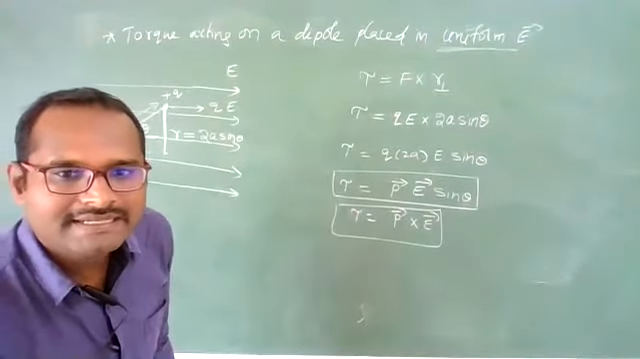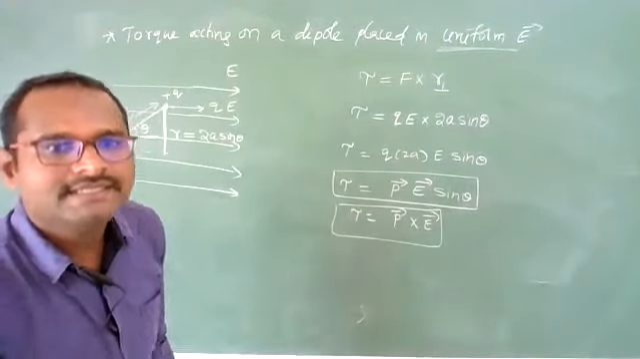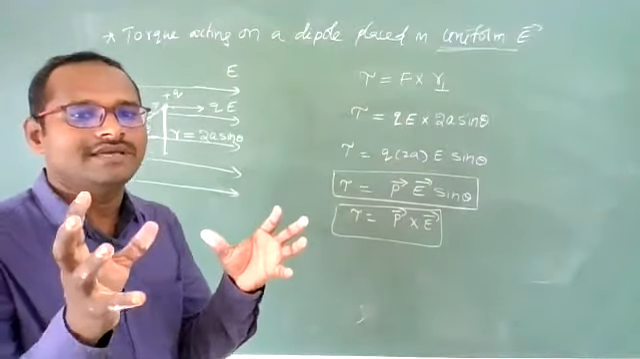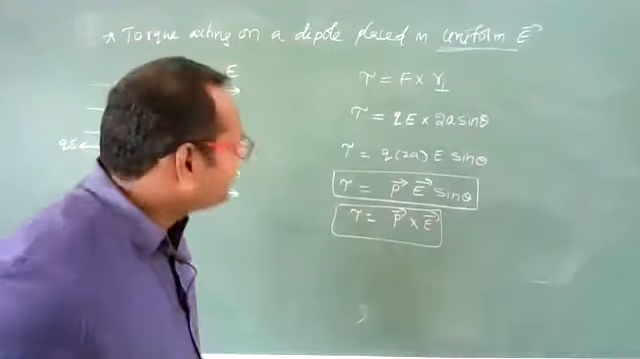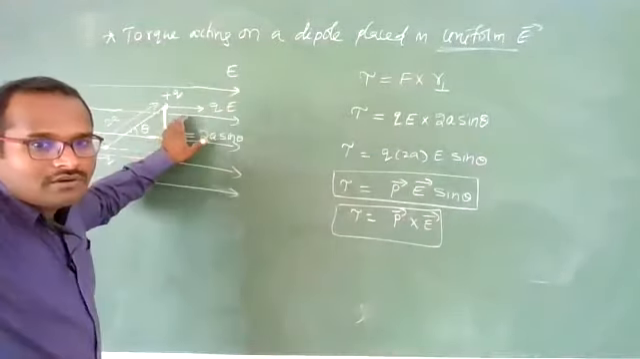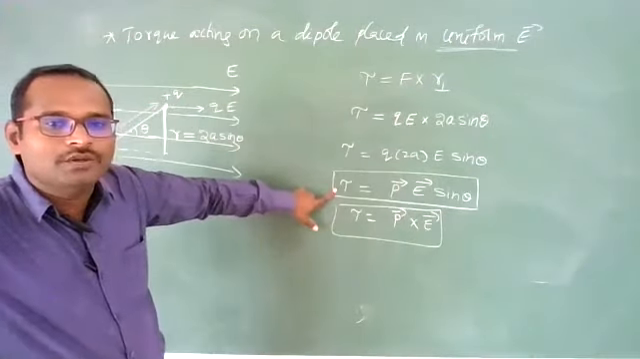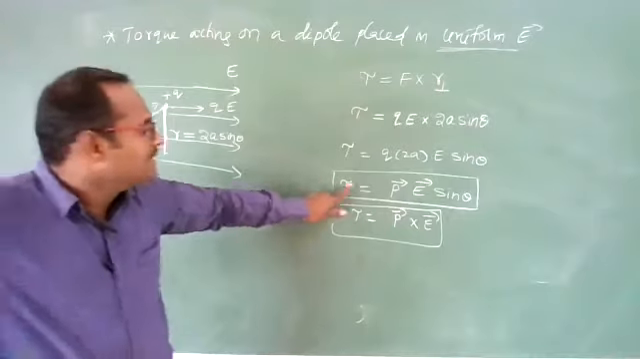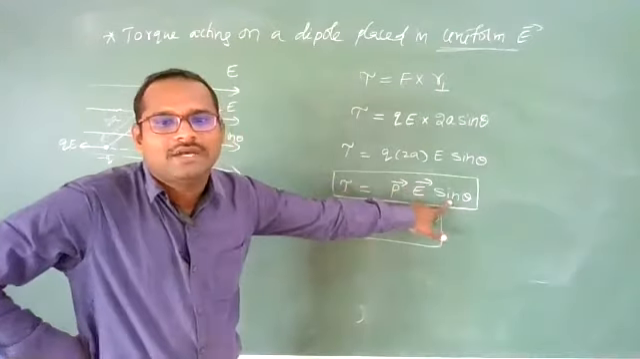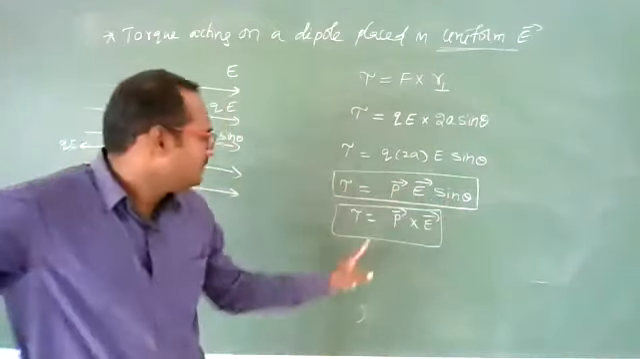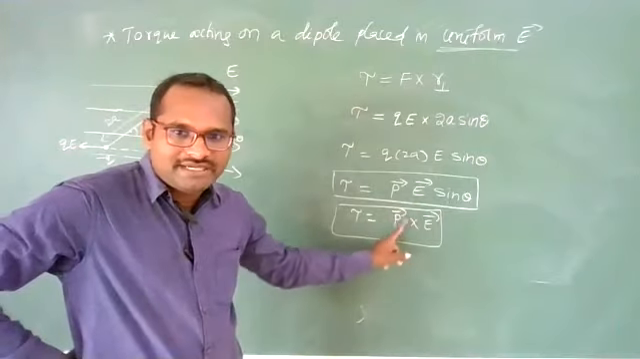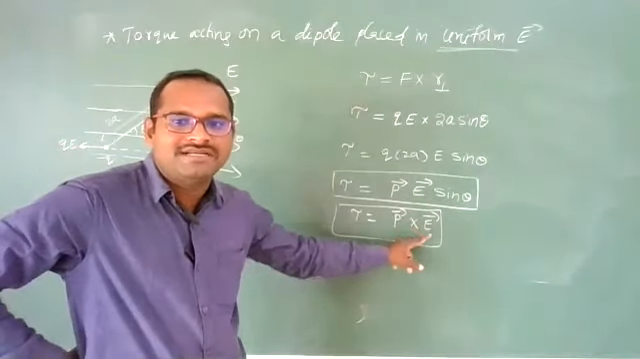So when an electric dipole is placed in a uniform electric field, then the dipole will rotate, which means some torque will act on the dipole. The torque value is PE sin theta. What is the direction of the torque? We can get that by the cross product of P bar and E bar.